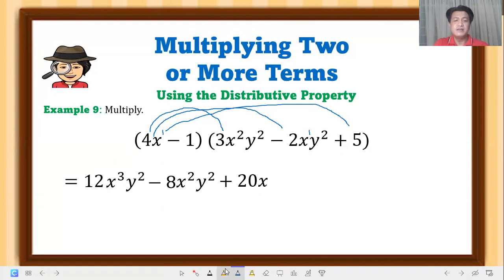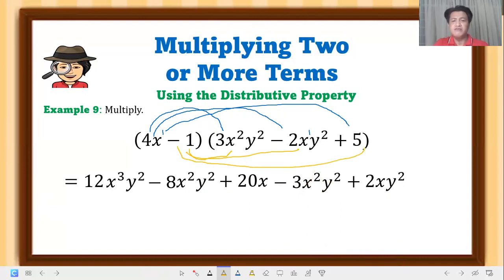And we have this negative 1 times 3x squared y squared, that is negative. Okay, kasi nga negative, di ba i-reverse mo lang yung sign niya. Kaya that is simply negative 3x squared y squared. And also, what is negative 1 times negative 2x y squared? Magiging positive. Kaya dapat naalala natin yung multiplication of integers, yung rule natin, yung sign. And we have this negative 1 times 5, that is negative 5.